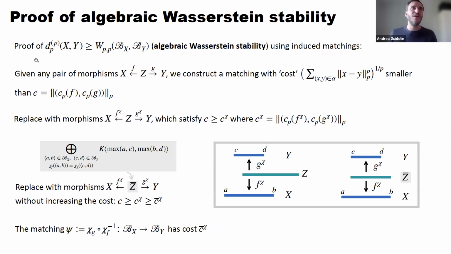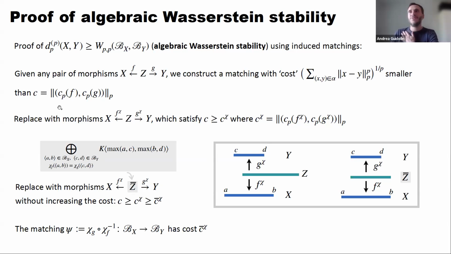So to prove this, since both distances are defined as the infimum of some sets of costs, we can prove that given any pair of morphisms from a persistence module Z to X and to Y, we can construct a matching between the barcode of X and the barcode of Y with a cost smaller than the cost associated with this pair of morphisms, right?